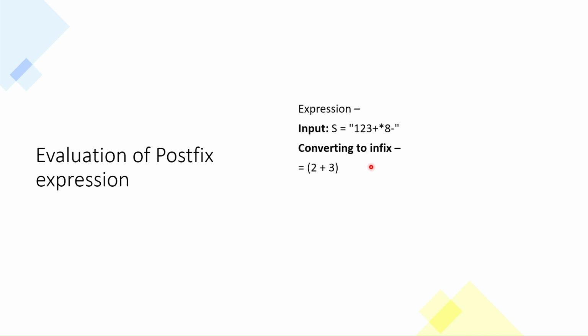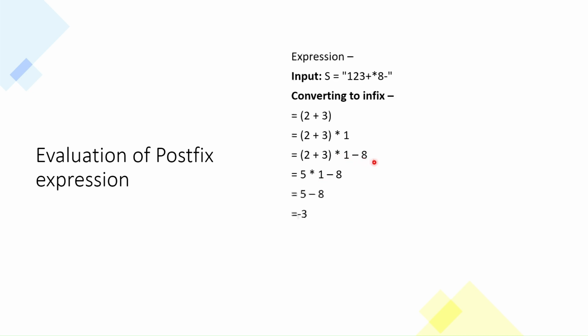Okay, let's consider another example. 1, 2, 3, plus, into, 8, minus. So you can see 2 plus 3 is evaluated first, then 1 is multiplied with the result, sorry, and then you subtract 8 from the overall result. So your final answer becomes -3.